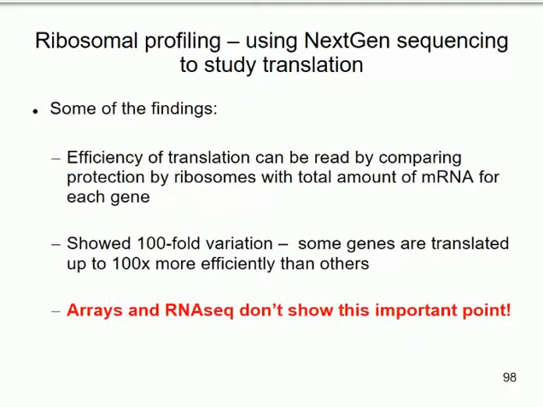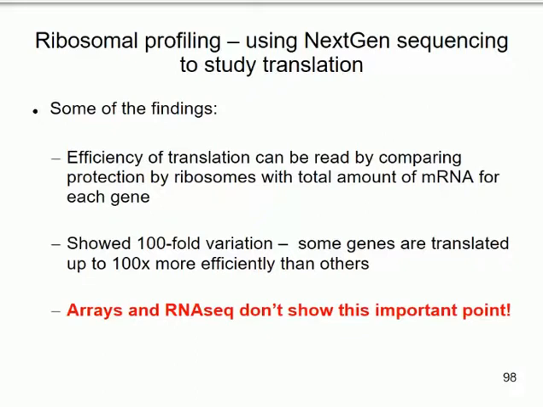Now, by comparing the number of reads which are protected by a ribosome with just the number of reads which you get from the message, you can work out for each gene the efficiency of translation. So given a certain level of message, how much of that message is likely to be turned into protein. And the really staggering result from this is there's about 100-fold variation from gene to gene. So you might have two genes which are expressed at the same amount in terms of the messenger RNA that's produced, but one of them is producing 100 times more protein than the other.